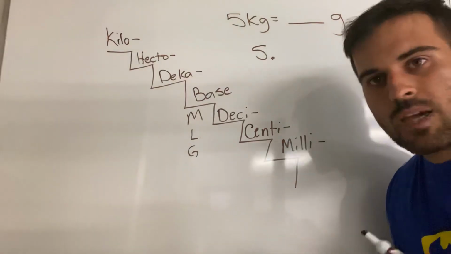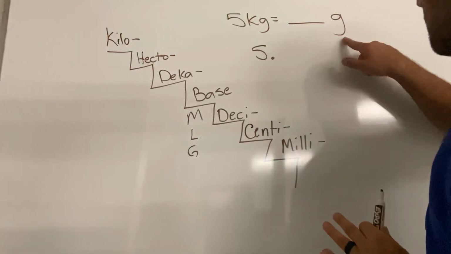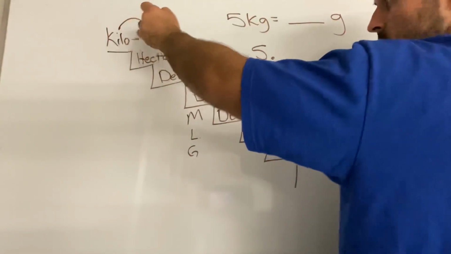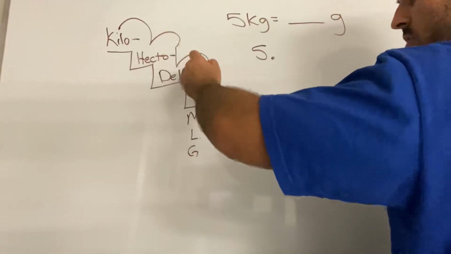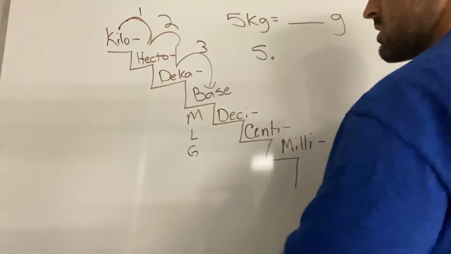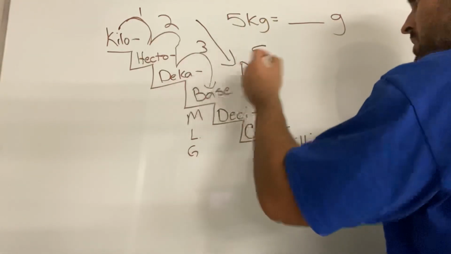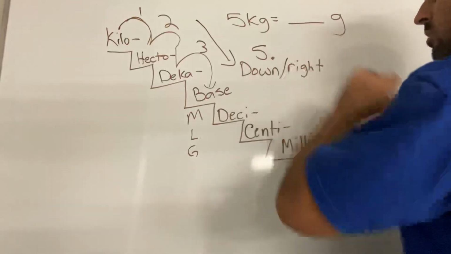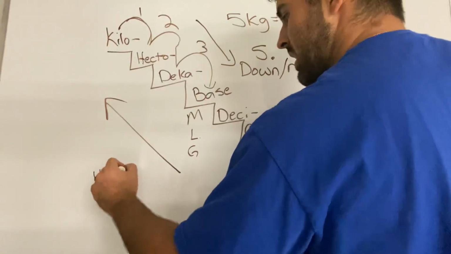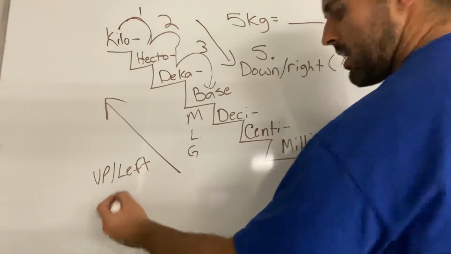So if we have 5 kilograms and we want to find out how many grams are in 5 kilograms, I'm going to start off right over here with a kilo, and I'm going to count how many steps I go down till I get to my grams. Notice that my grams are in my base. So count with me. I'm going to go down 1, 2, 3, right? So I went 3 steps down. If I go down, that means I'm going right. If I'm going up the stairs, that means I'm going up, which would mean left. Now, down right means multiply, and up left means to divide.